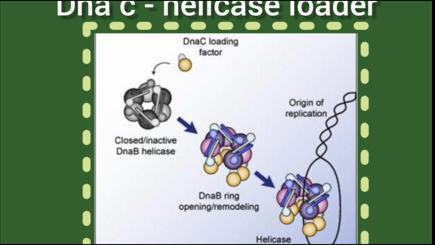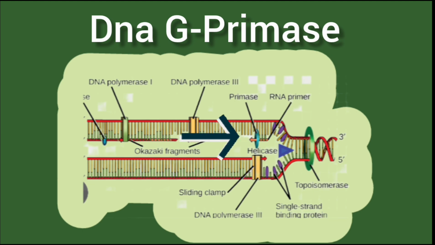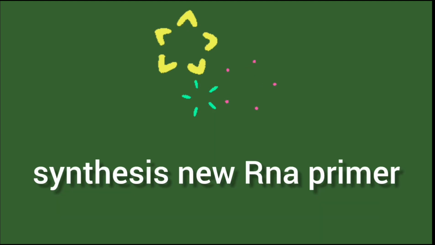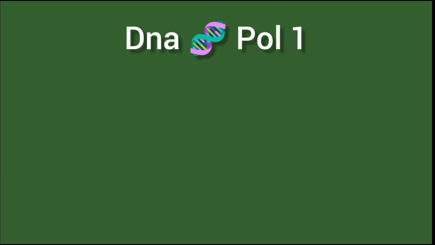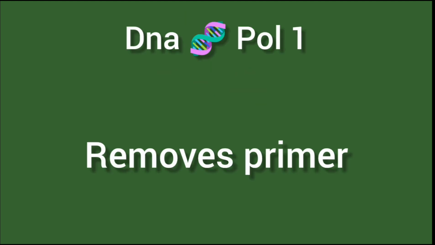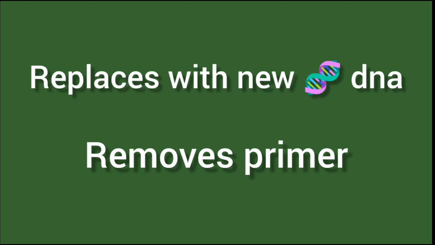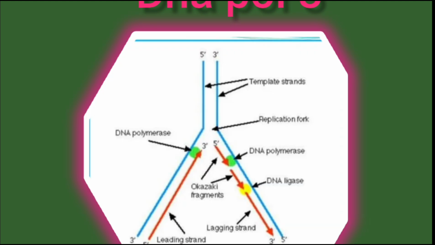Okay, then what is the role of DnaG? It acts as a primase. It synthesizes the new RNA primers. Then comes DNA polymerase 1. It removes the RNA primer and replaces it with newly synthesized DNA. Then DNA polymerase 3, that is the main enzyme that adds the nucleotides in the 5' to 3' direction.